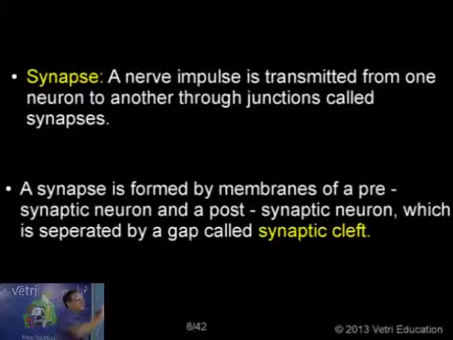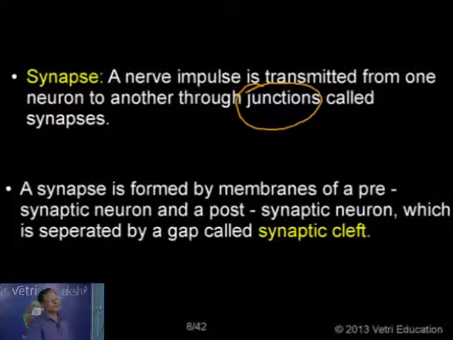Now, what is a synapse? A simple definition: as I mentioned already, a nerve impulse is transmitted from one neuron to another through junctions. Simply, we can say these junctions are called synapses.